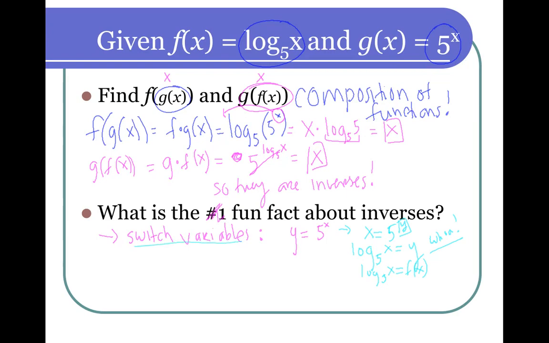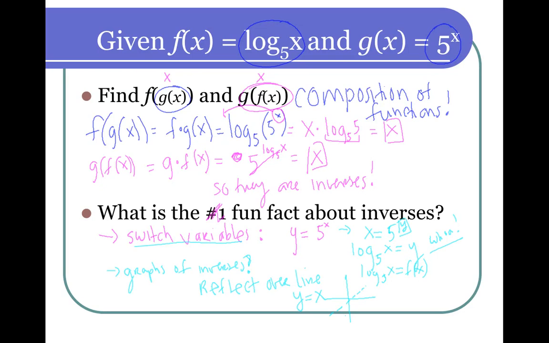So we switch the variables. What's going to be true about the graphs of inverses? They reflect over the line y equals x, right? That diagonal line. It's as if you folded it on that diagonal line, right? So if I had a graph, well, this is the line y equals x. If you reflect over that, those two functions are inverses.